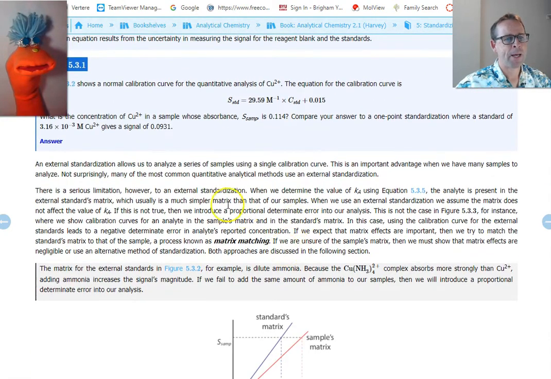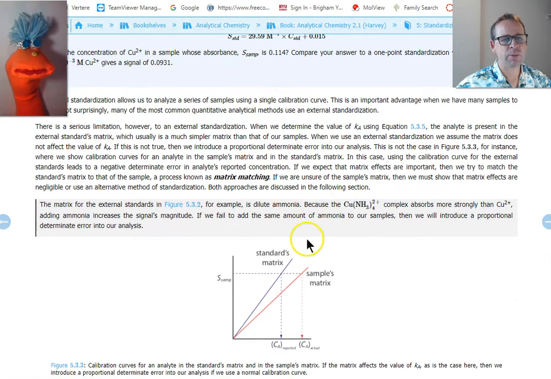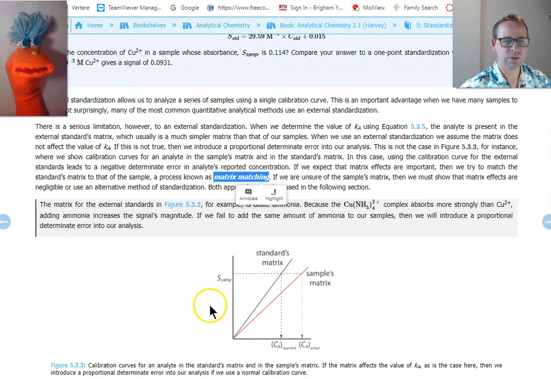An external standardization allows us to analyze a series of samples using a single calibration curve. However, we have to make sure that our matrix doesn't influence the signal at the various concentrations of our standards. All right, so it's possible that the sample's matrix could be different than the matrix that you use to create the standard solution.